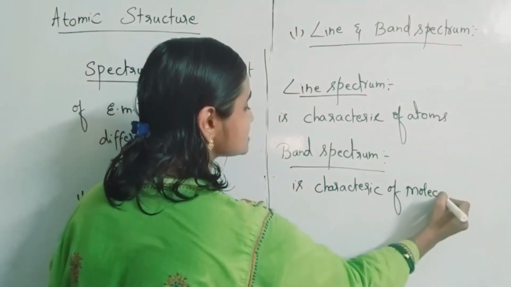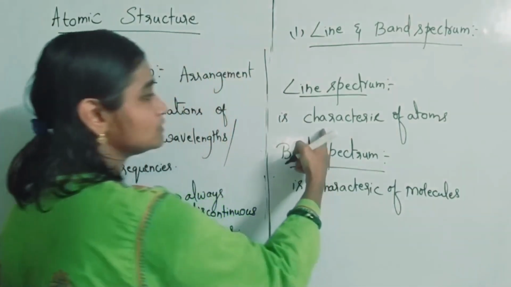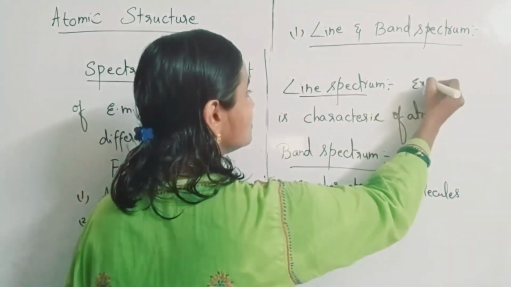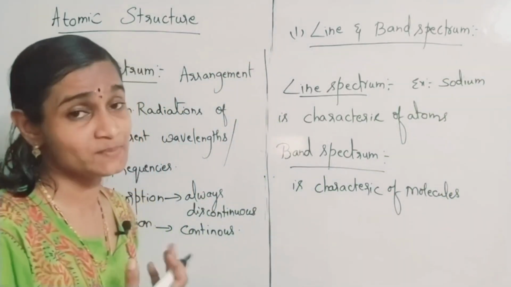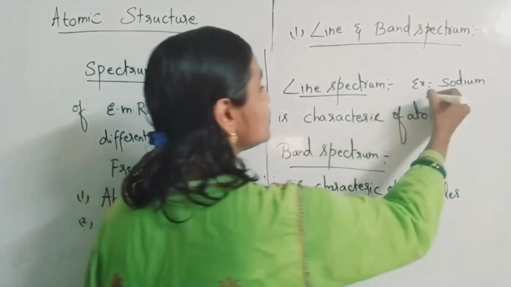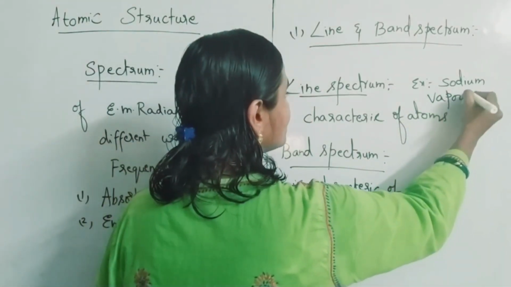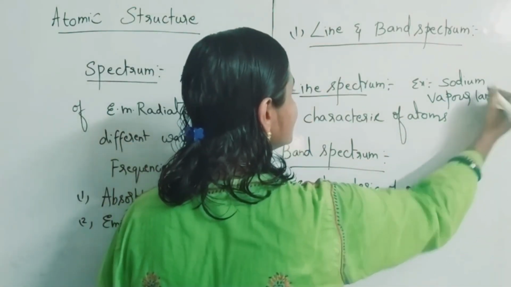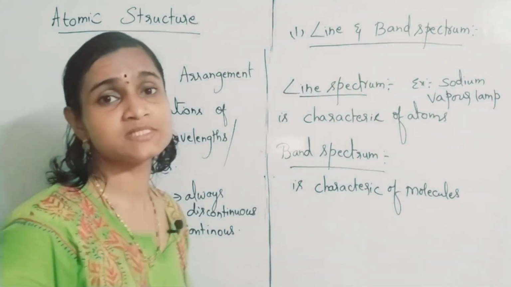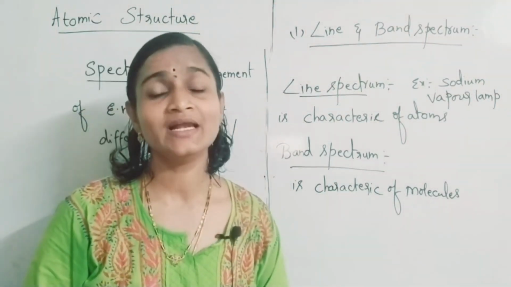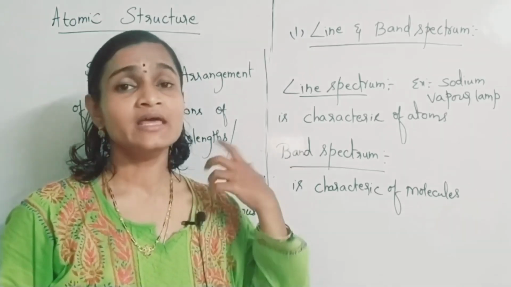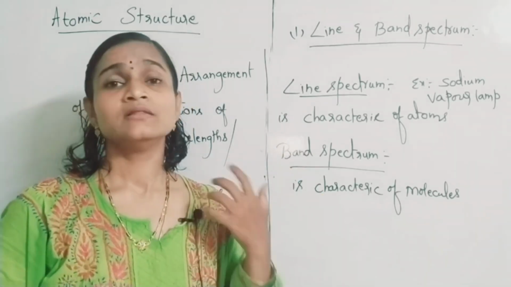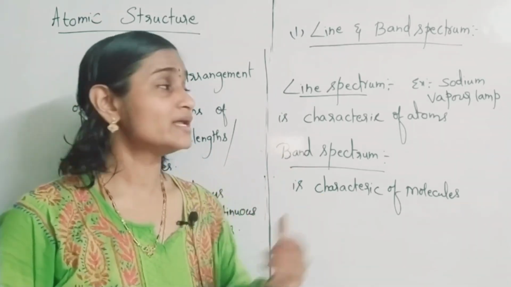Characteristic of molecules or compounds. Line spectrum examples you all know. Sodium vapor lamp is the best example, and most of the time it is asked in EAMCET also. Sodium is in atomic state. Neon lamps too: wherever gas-filled lights are there, like disco lights, gas is filled. If the gas is in atomic state, the spectrum so obtained is called a line spectrum.